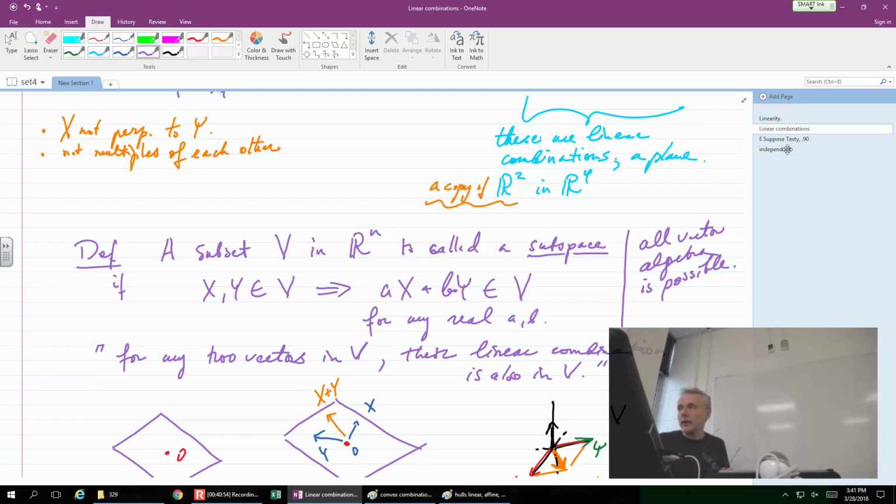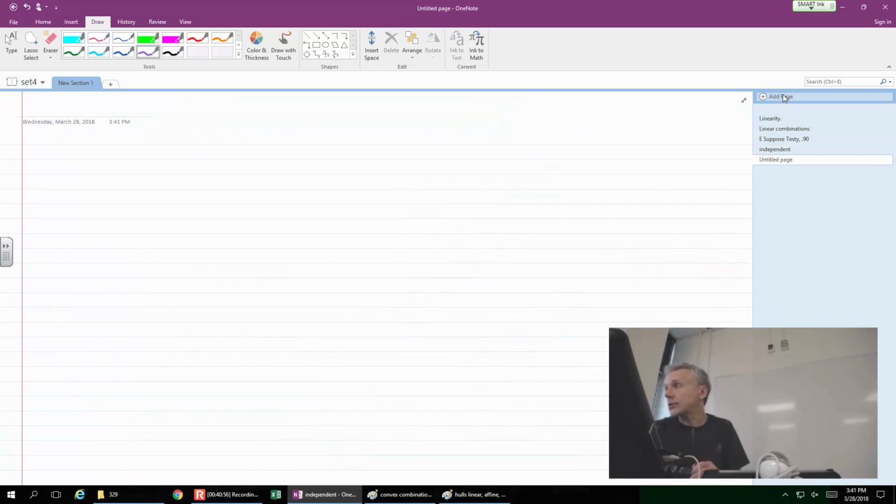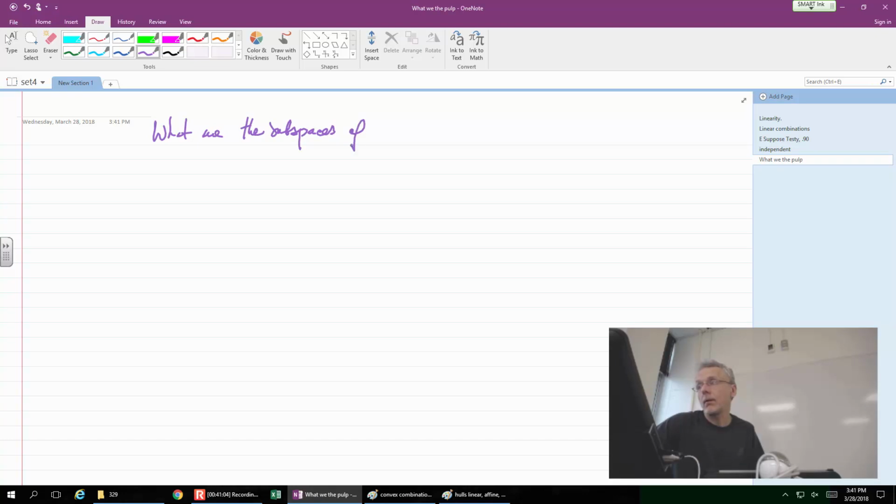Let's start with a plane, and let's just look at what the subspaces of R2 are. So R2 is our standard space with standard unit vectors, i and j. Okay, what are the subspaces? Let me tell you two right away, so you wouldn't worry about it.